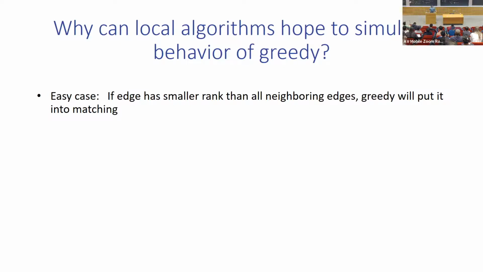So we know that if an edge has smaller rank than all its neighboring edges, greedy definitely puts it into the matching. Why? Because we're looking at the edges in order of rank. So I'm looking at 1 before 2, before 3, before 4, before 5. Now let's say I'm edge number 8, and my neighbors are 10, 11, and 12. Well, I know that I was considered first by greedy. 10, 11, and 12 hadn't been considered yet, so they couldn't have been put in. And therefore, I know I must go in. We'll see, and I'll do another example.